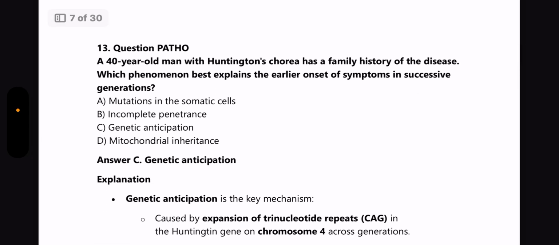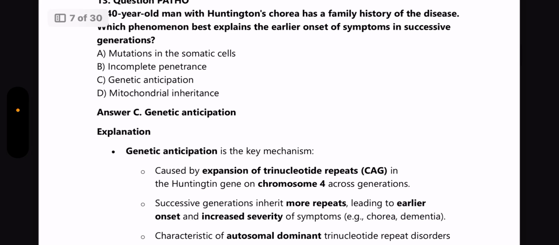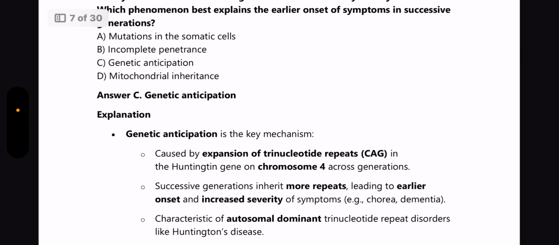Next question from Patho. A 40-year-old man with Huntington's chorea has a family history of the disease. Which phenomenon best explains the earlier onset of symptoms in successive generations? So the answer here is genetic anticipation. Again, this trinucleotide repeat disease is a very important topic, very important. Please read about the trinucleotide repeat disorders. So genetic anticipation is the key mechanism in this question.